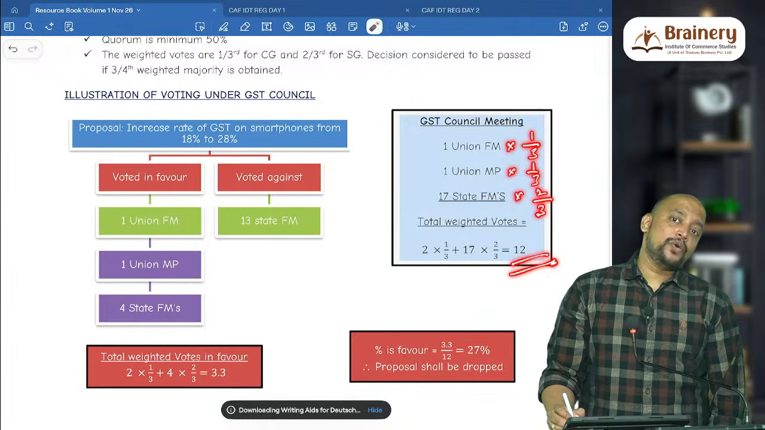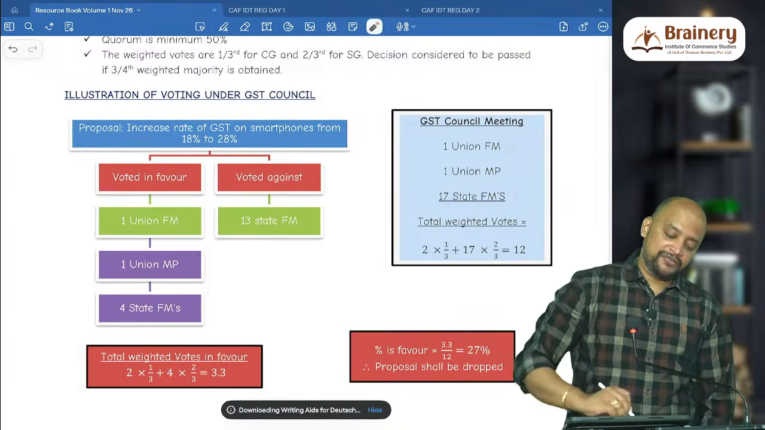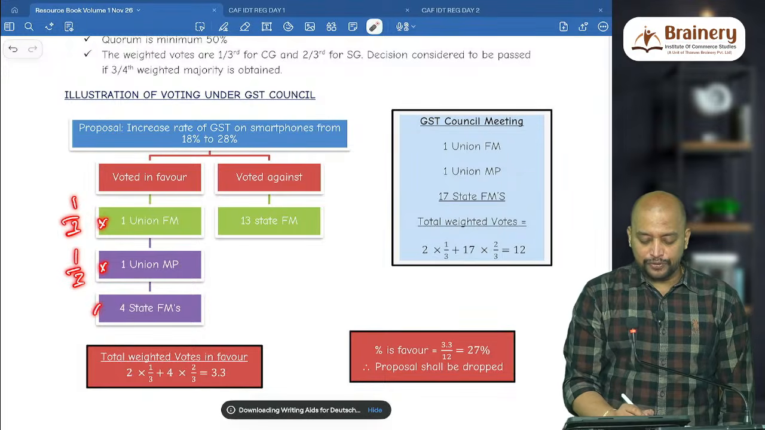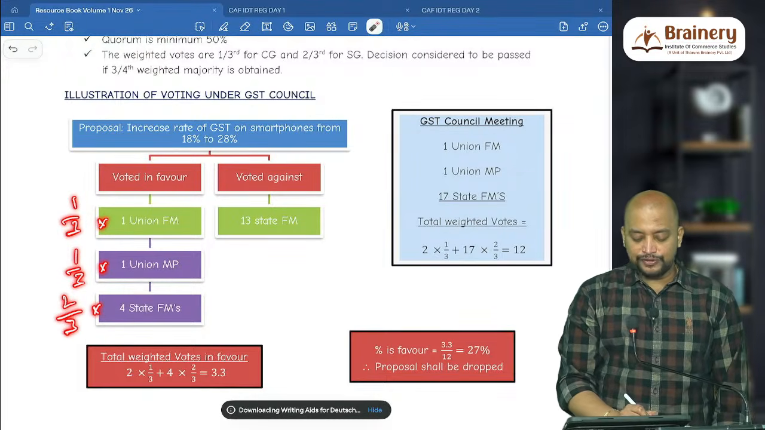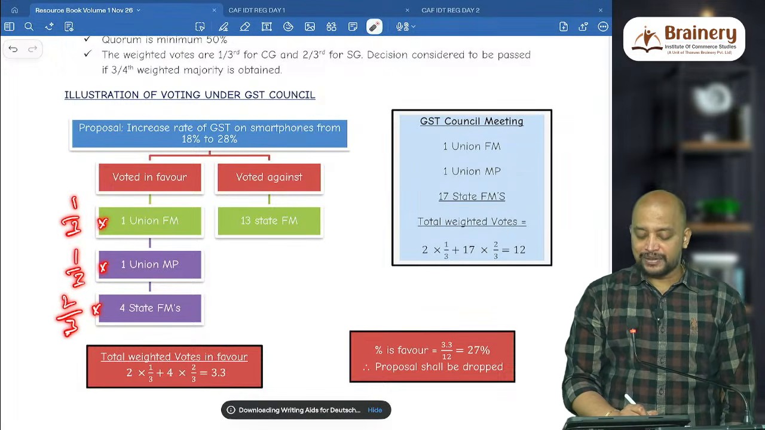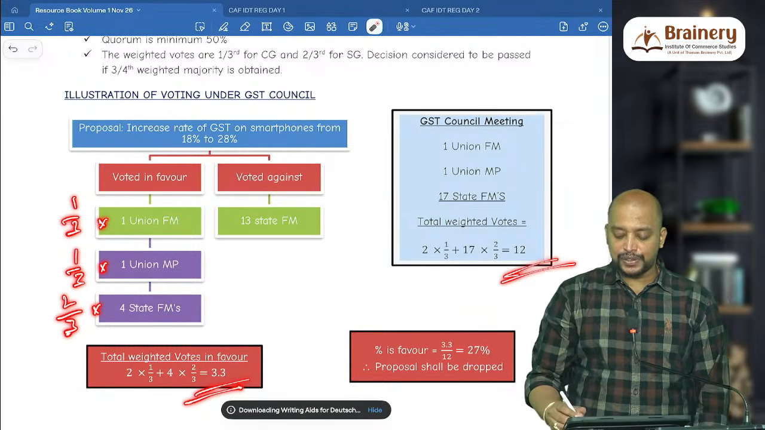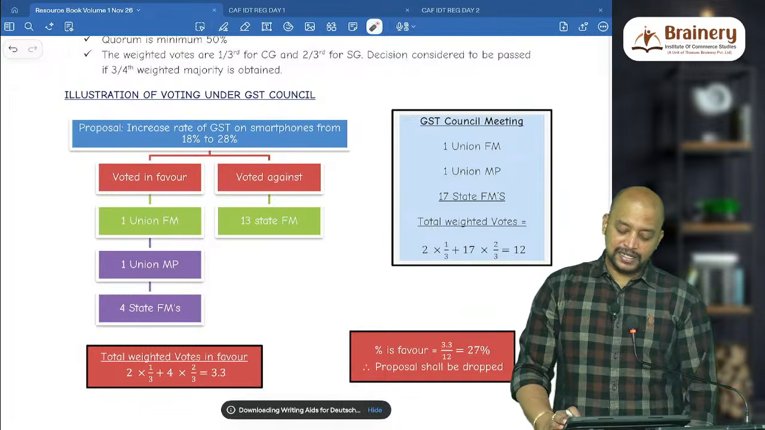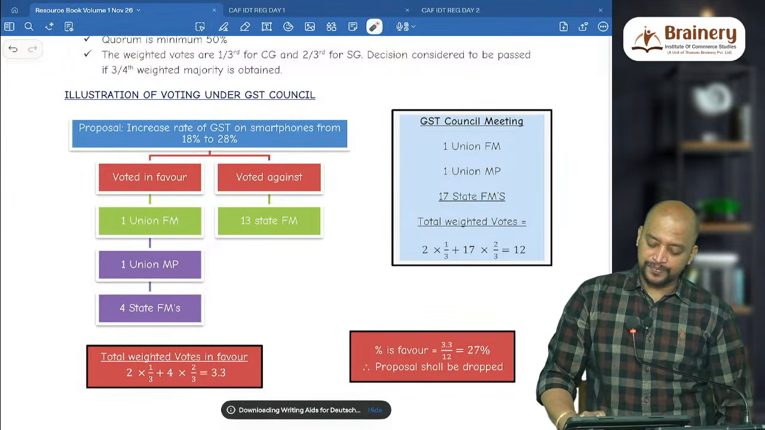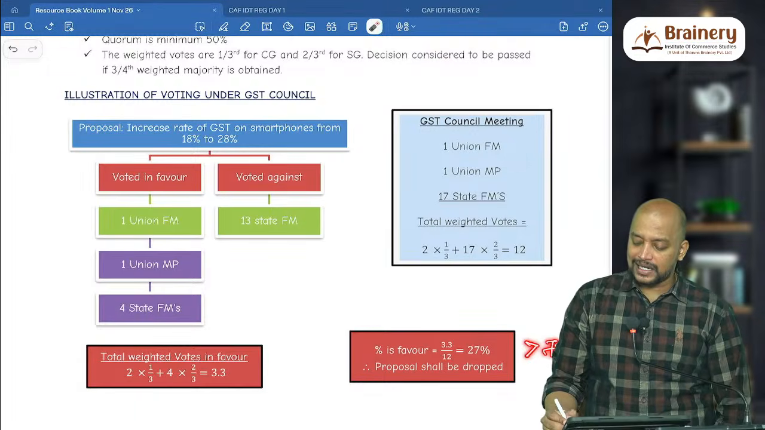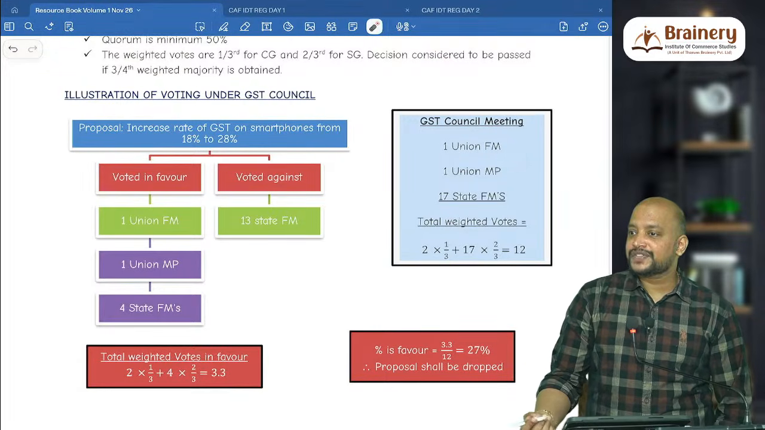How much is the weighted votes in favor? 1 into 1/3, 1 into 1/3, 4 into 2/3. So 4 2s are 8, 9, 10. 10 divided by 3 is 3.33. 3.33 divided by 12 is just 27%. So therefore the proposal will be dropped, because what is the percentage that we need? Greater than. You understood how the decisions will take place?